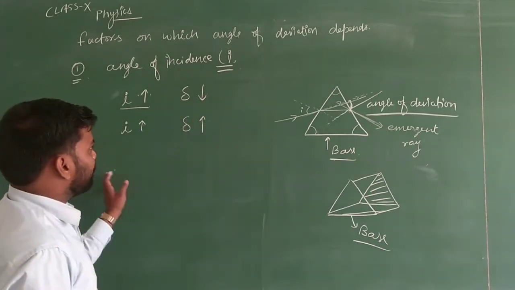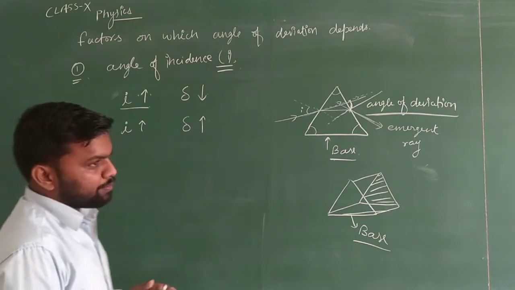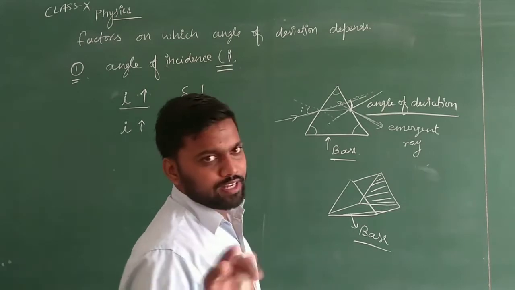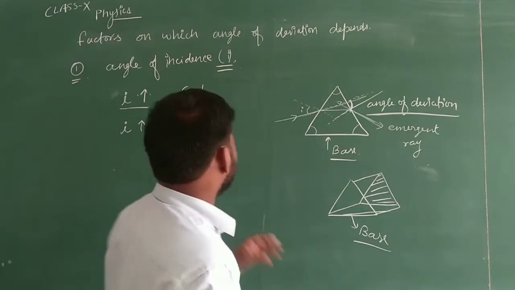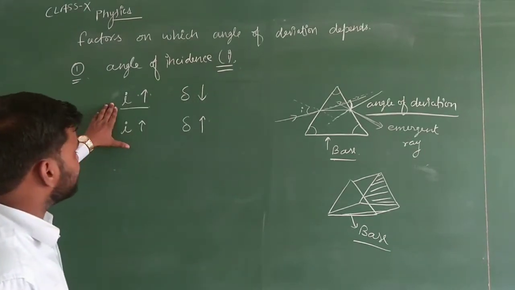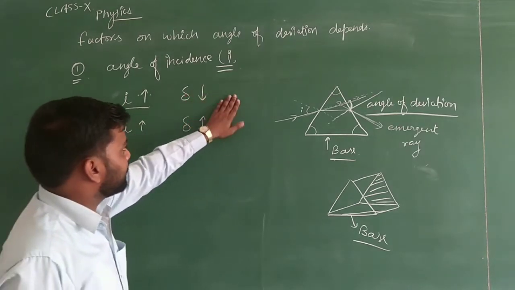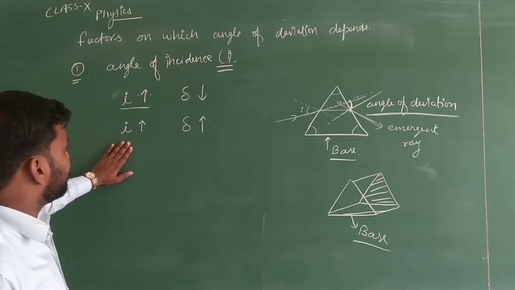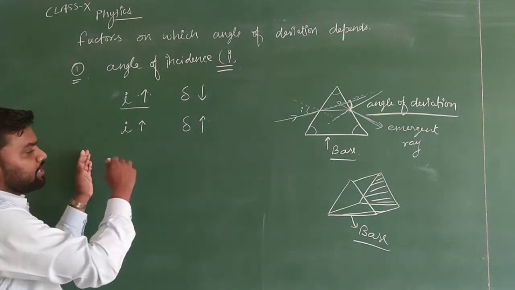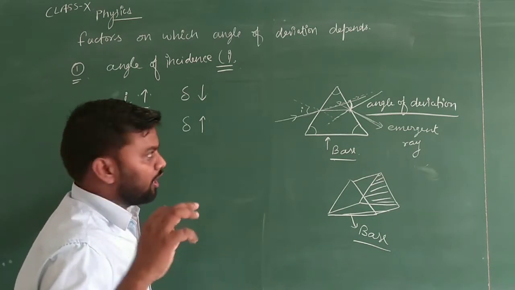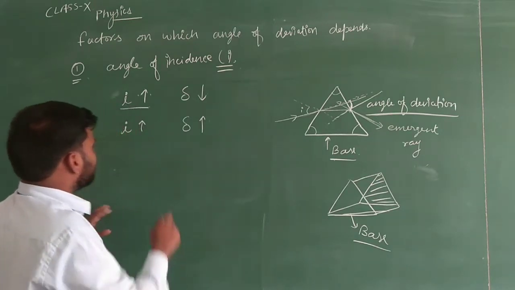Okay students, now what happened in this case? Suppose up to a certain value, say 30 to 40 degrees or any angle, up to which we are increasing the angle of incidence, the angle of deviation will start decreasing. But after that, what will happen when we increase the angle further? Suppose we are increasing the angle after 40 degrees. What will happen?